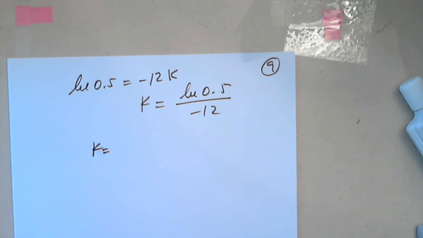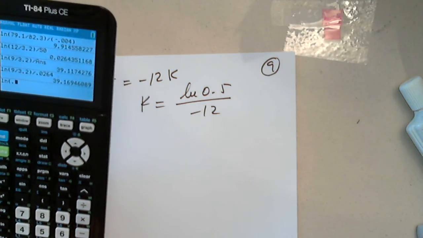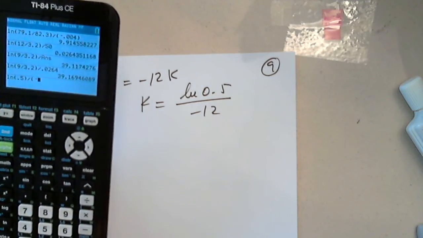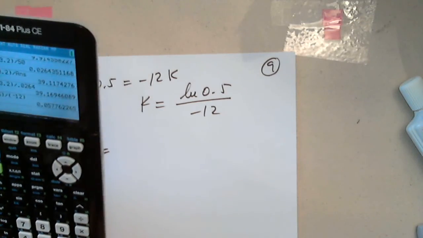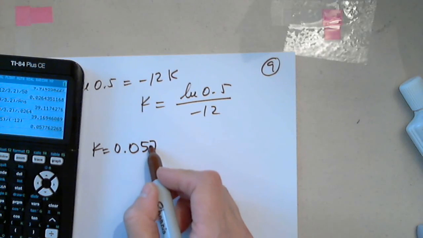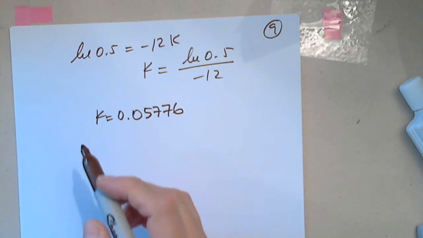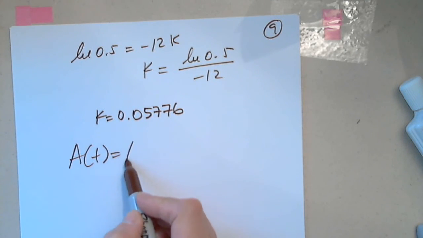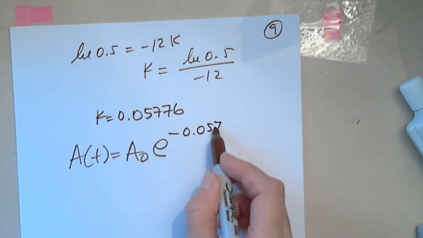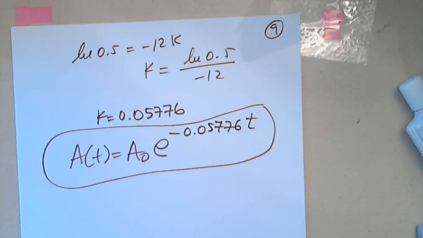So then k equals, with the calculator, natural log 0.5. Don't forget to put parentheses around the denominator. And I got 0.05776. I used 5 decimals in this case. So now I know that A of t equals A0, which we don't care about, e to negative 0.05776t. This is just the model.